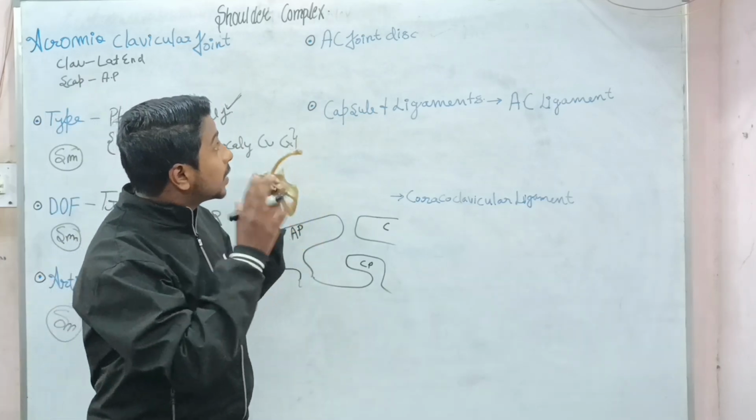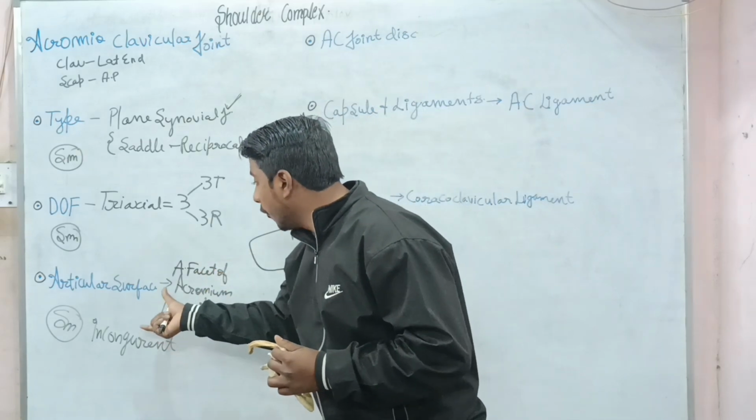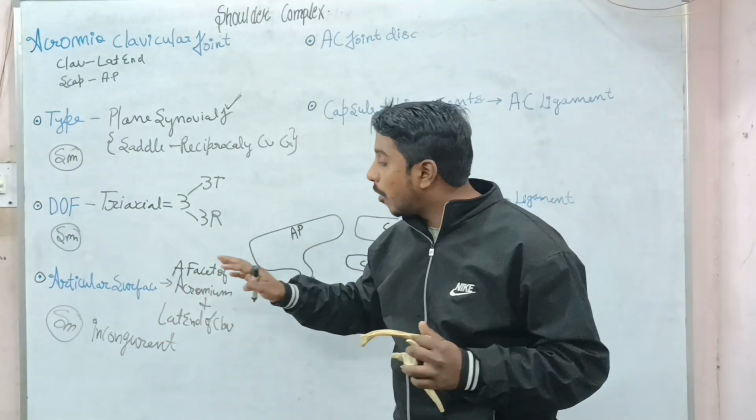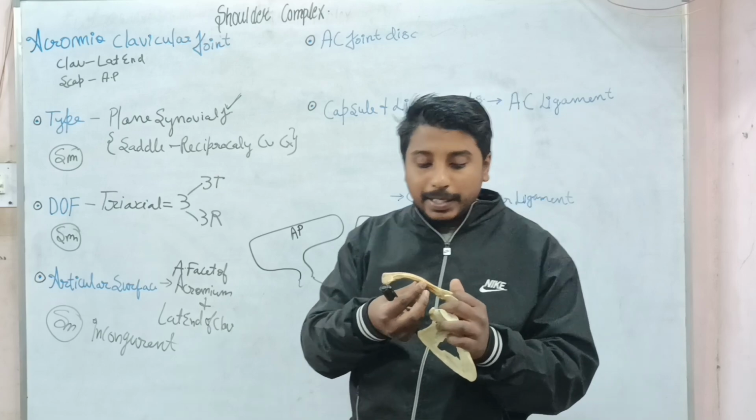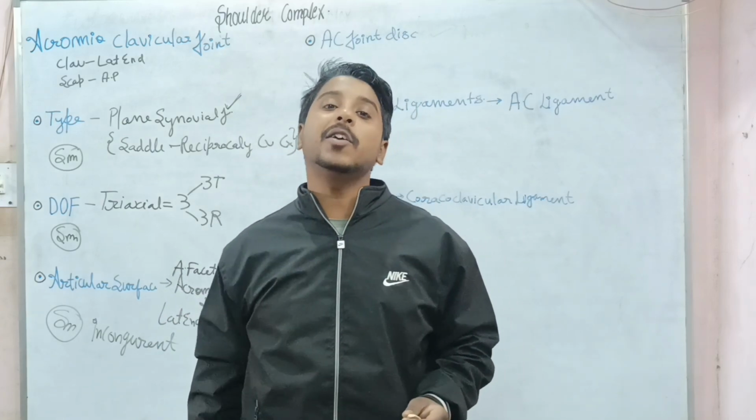But before studying the acromioclavicular joint disc, let me explain to you one more important thing about the articular surface. It is that the articular surfaces are vertically oriented.